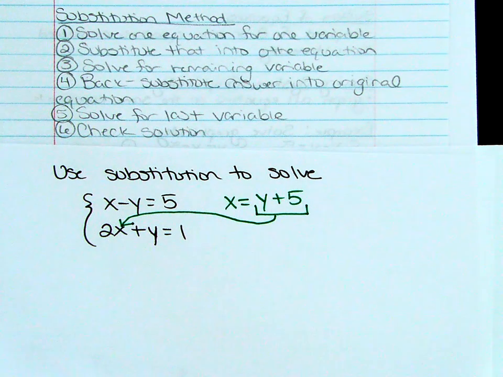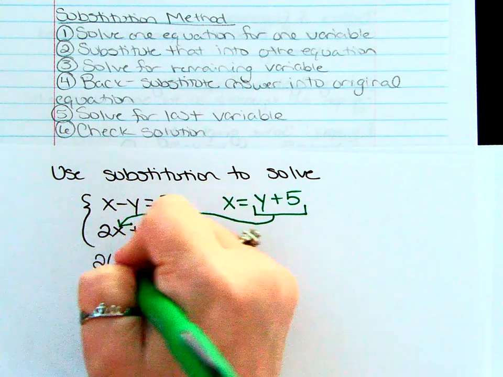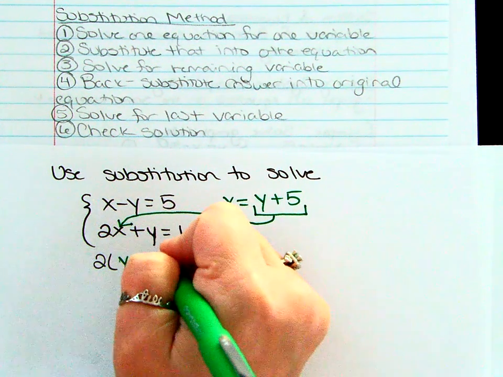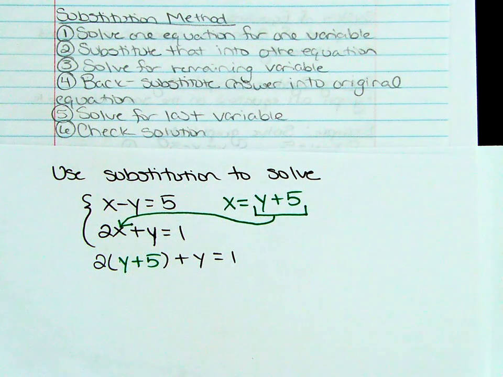So instead of 2 times x, I'm now going to have 2 times y plus 5 plus y equals 1. So I wrote the equation exactly as it was, but instead of having x, I substituted in the y plus 5. Now I have one equation with one variable. I can solve one equation, one variable. I can't solve 2 equations, 2 variables. I've got too many different unknowns. But now that I only have one equation with one variable, I can do this.